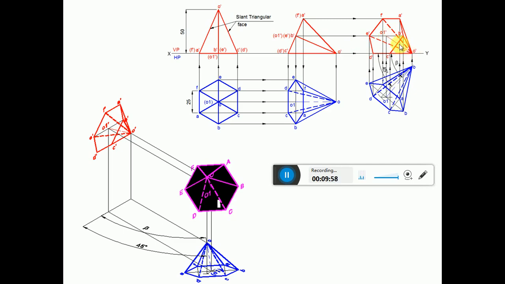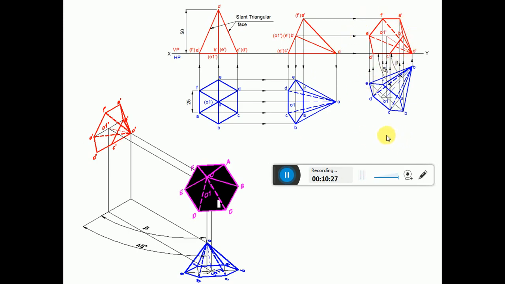Join between O dash and O1 dash with a long dash and small dash center line. So now this is the final position of the hexagonal pyramid. When you look in the third position, and this is when you look from the top view, it will look like this, and when you look from the front view, it will be like this. So this view and this view is the same as this and this.